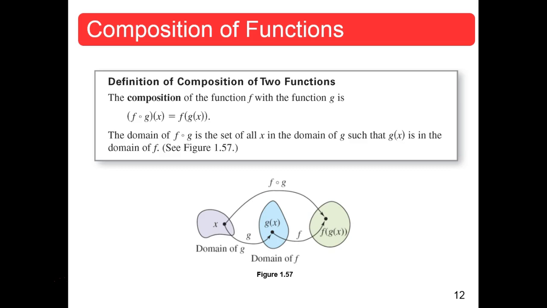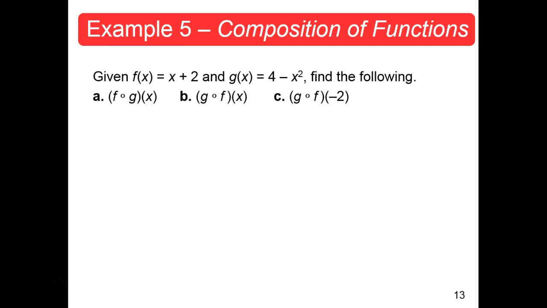Fairly straightforward, and I'm going to trash everything here. All right, so let's do an example. Here's F of x. F of x is x plus 2. G of x is 4 minus x squared. Find the following. What does F circle G of X mean? How is that defined?